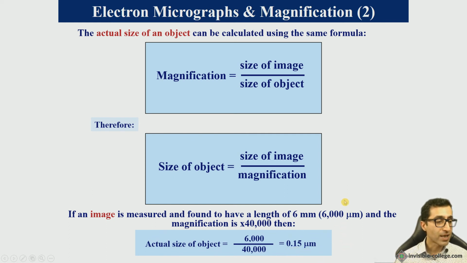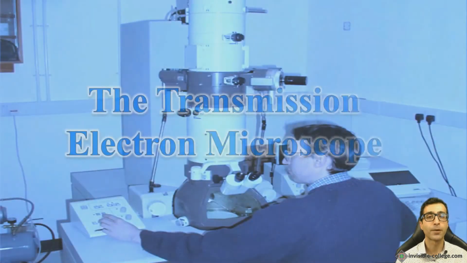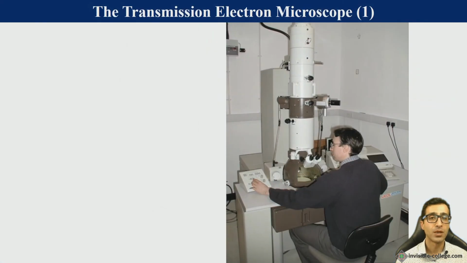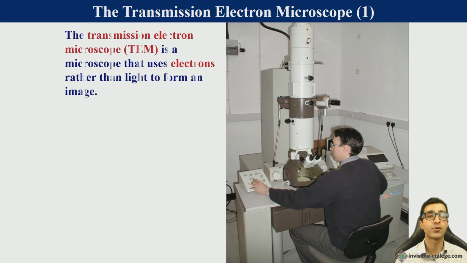So I said that there are two different kinds of electron microscopy. There are two different manners in which electron microscopes work. There is transmission electron microscopy and there is scanning electron microscopy. So let's have a look at those two types of electron microscopes and how they work. Let's start with the transmission electron microscope. Now, the transmission electron microscope, or TEM, is a microscope that uses a beam of electrons rather than light to form an image, and this is true also of the scanning electron microscope.